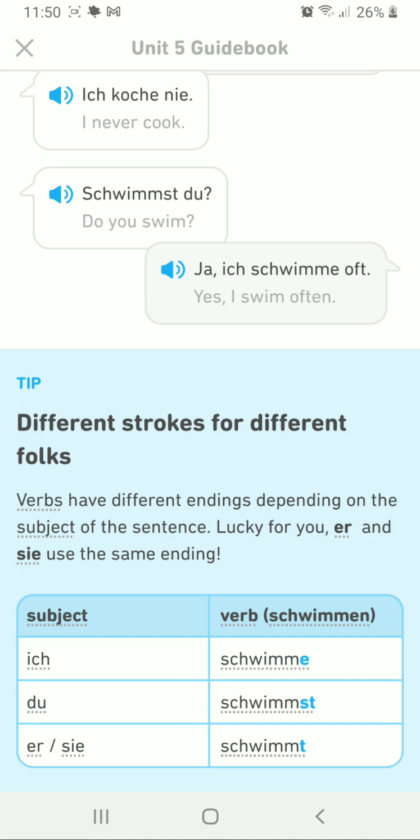If you know how to conjugate in English, you know that if you take the same verb, schwimmen in English, which is to swim, you would say he swims and she swims. Both will take an S. So this is exactly the same here. So the third singular person is conjugated the same way. So ich schwimme, du schwimmst, and er schwimmt, sie schwimmt.